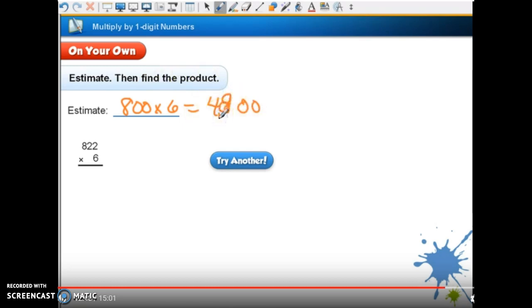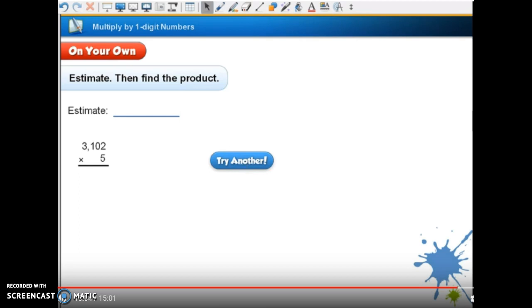And then when you did your work, 6 times 2 is 12. Regroup the 1. 6 times 2 is 12 again, plus 1 is 13. Regroup the 1, and 6 times 8 is 48, plus 1 is 49. Okay, let's see what they give us next. This is number 7. So go ahead and do number 7.